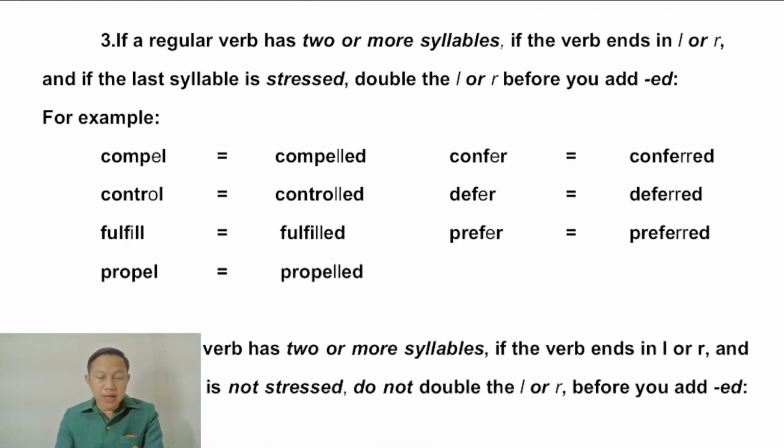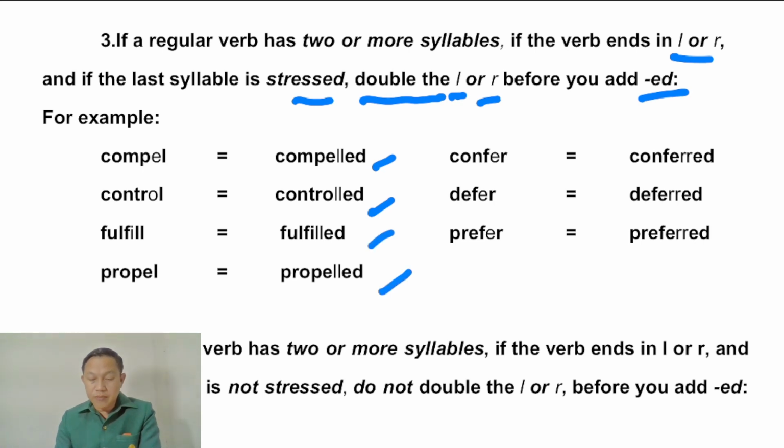Rule 3. If a regular verb has two or more syllables, if the verb ends in L or R, and if the last syllable is stressed, double the L or R before you add ed. For example, compel, compelled, control, controlled, fulfill, fulfilled, propel, propelled, confer, conferred, defer, deferred, prefer, preferred.